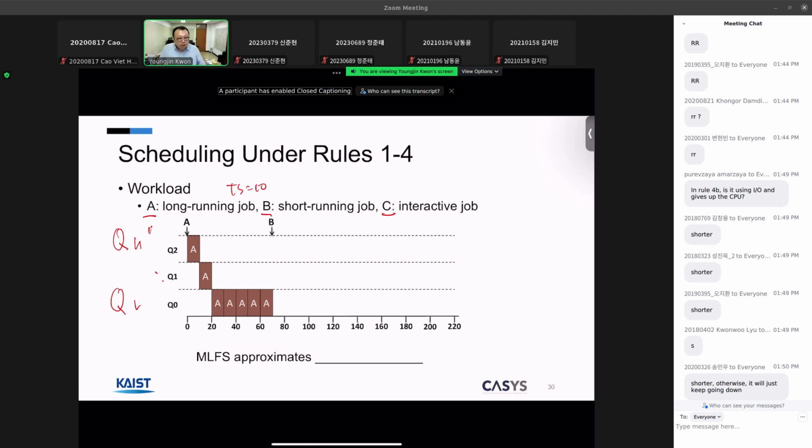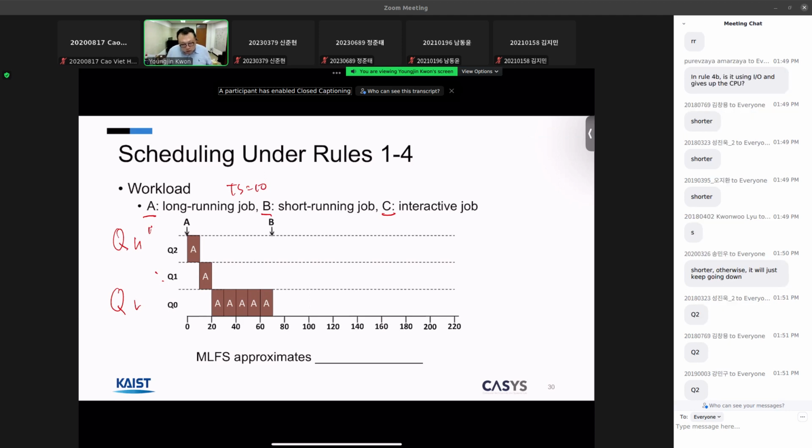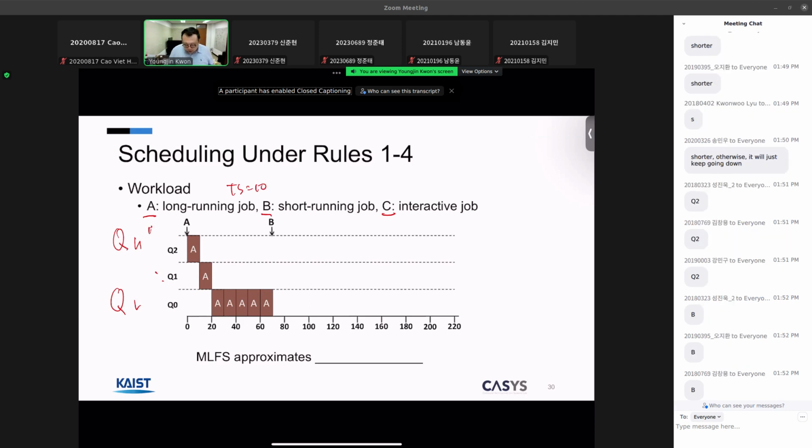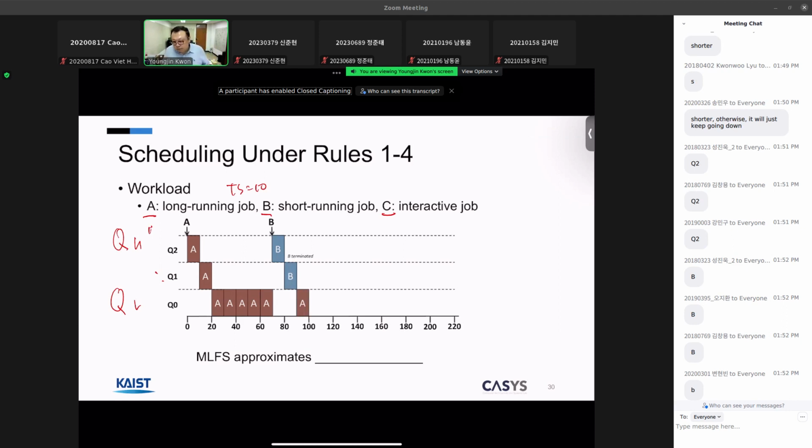While B comes, according to the rule, B is inserted at Q0, Q1, Q2. Where? Q2. So who is scheduled? B is scheduled. Okay. So A is suspended and B terminates. Let's say at this point A gets scheduled. B's CPU burst time is, let's say, 20, then it terminates. So now A gets scheduled. C arrives while A is executing. Again, C is inserted as a very interactive task, so it only uses a simple time slice and terminates.